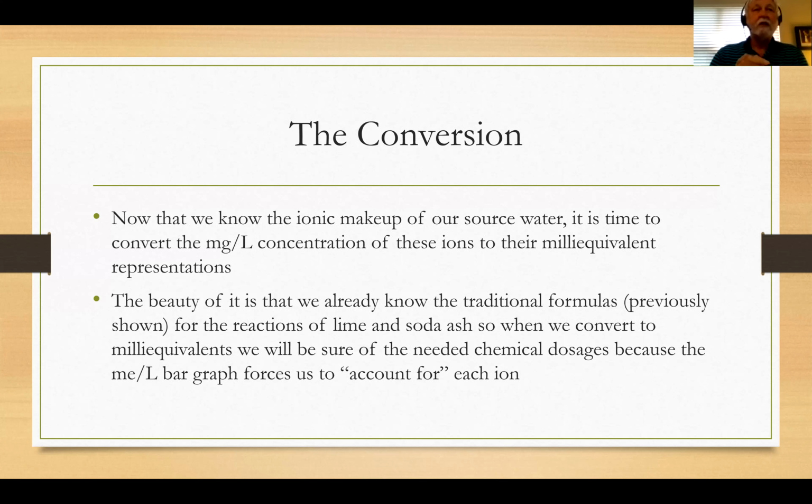So the conversion. Now that we know the ionic makeup of our source water, it's time to convert milligrams per liter to milliequivalent per liter representations. So that way, we again can use a graph or a table, however you want to call it, that says 1 milliequivalent of anything creates 1 milliequivalent of anything. So we can use these traditional formulas. We don't need a balanced chemical reaction. We don't need to know how many moles of what create how many moles of anything on the right-hand side because we're talking anything as a milliequivalent on the left-hand side of the equation produces 1 milliequivalent on the right-hand side of the equation. Makes life a little simpler.